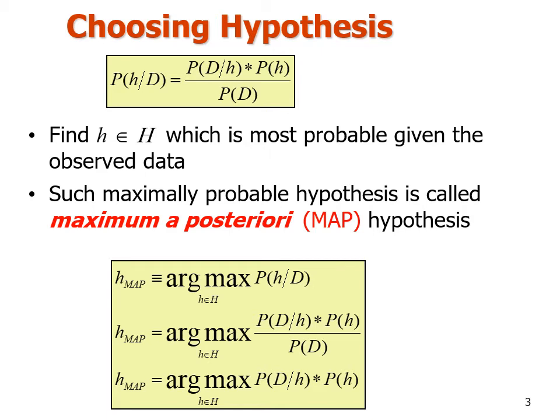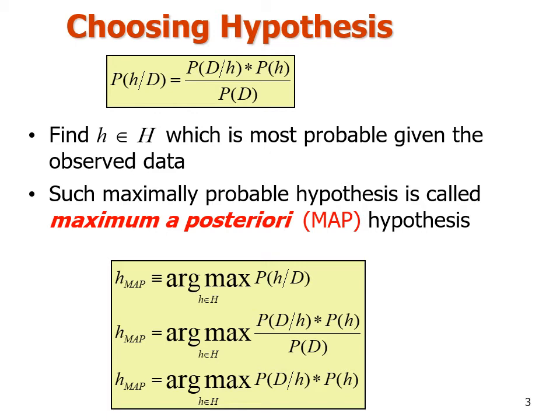So by replacing probability of H given D by making use of Bayes' theorem, we can write H MAP is equal to argmax for all hypotheses H in hypothesis space capital H, probability of D given H multiplied by probability of H divided by probability of D.